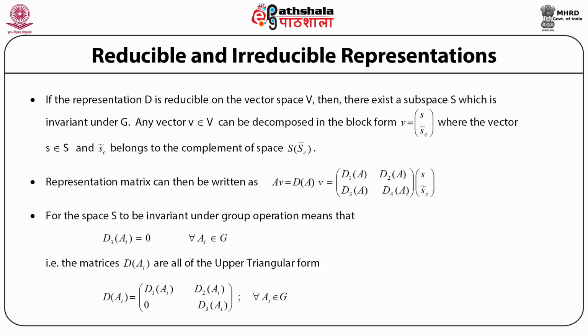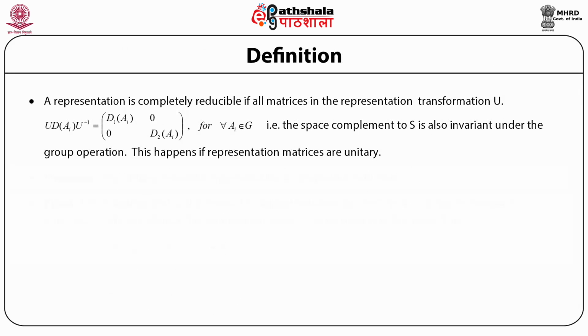That is, the way it is written in the slide is D1(Ai), D2(Ai), 0 and D3(Ai) for all Ai belonging to G. A representation is said to be completely reducible if all matrices in the representation D(Ai) can be simultaneously brought into the block diagonal form by the same similarity transformation U.